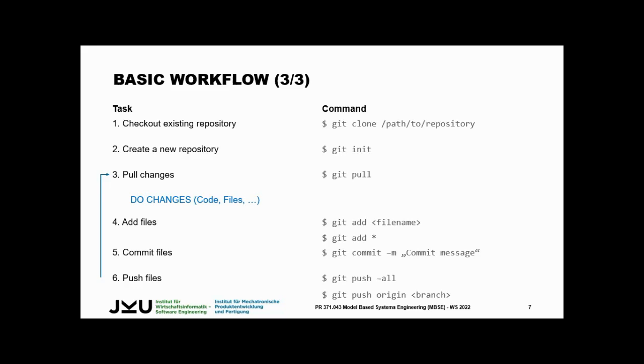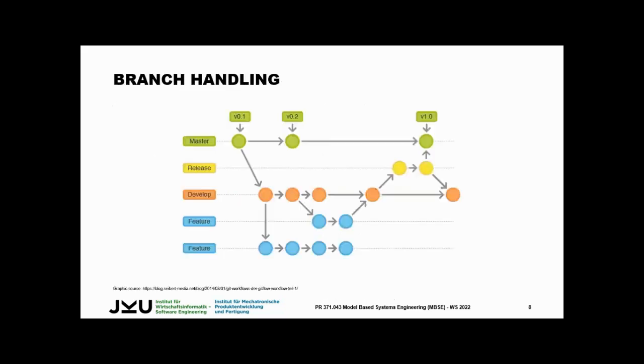And then pushing the files to the repository is just git push, and you can just add all, and you push everything you first committed. This is only showing this in a slightly different way, where you have your master branch. It is the main branch of your repository.